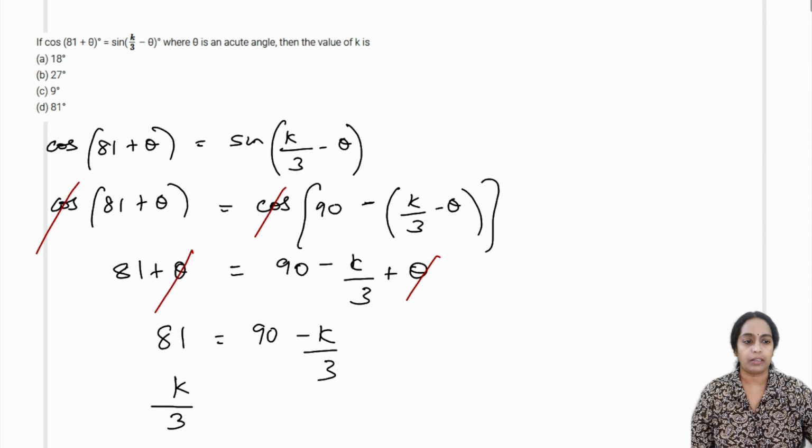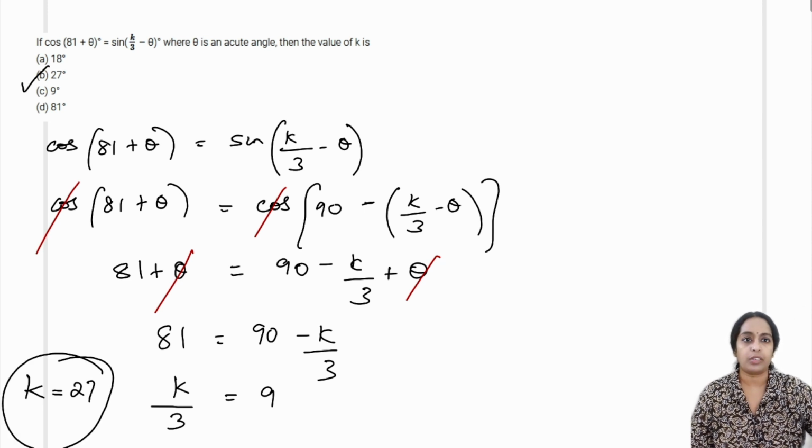K by 3 you can transpose to the left hand side, which will be equal to 90 minus 81, which is 9. So from here we have k is equal to 3 into 9, which is 27. K is 27, which is option B. Option B is the correct answer. So moving on to the next question.